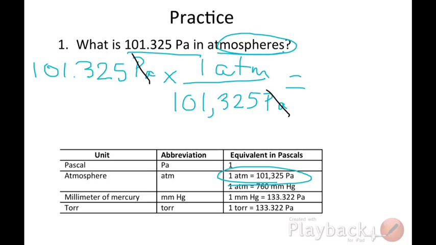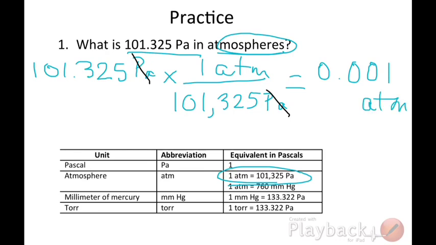101.325 divided by 101,325. Because our beginning value is smaller than the value that we're dividing by, we know that our answer is going to be less than 1. So if you get an answer that is more than 1, you probably put these numbers into your calculator incorrectly. If you use your calculator, you're going to get the answer 0.001, and then our units are atmospheres.